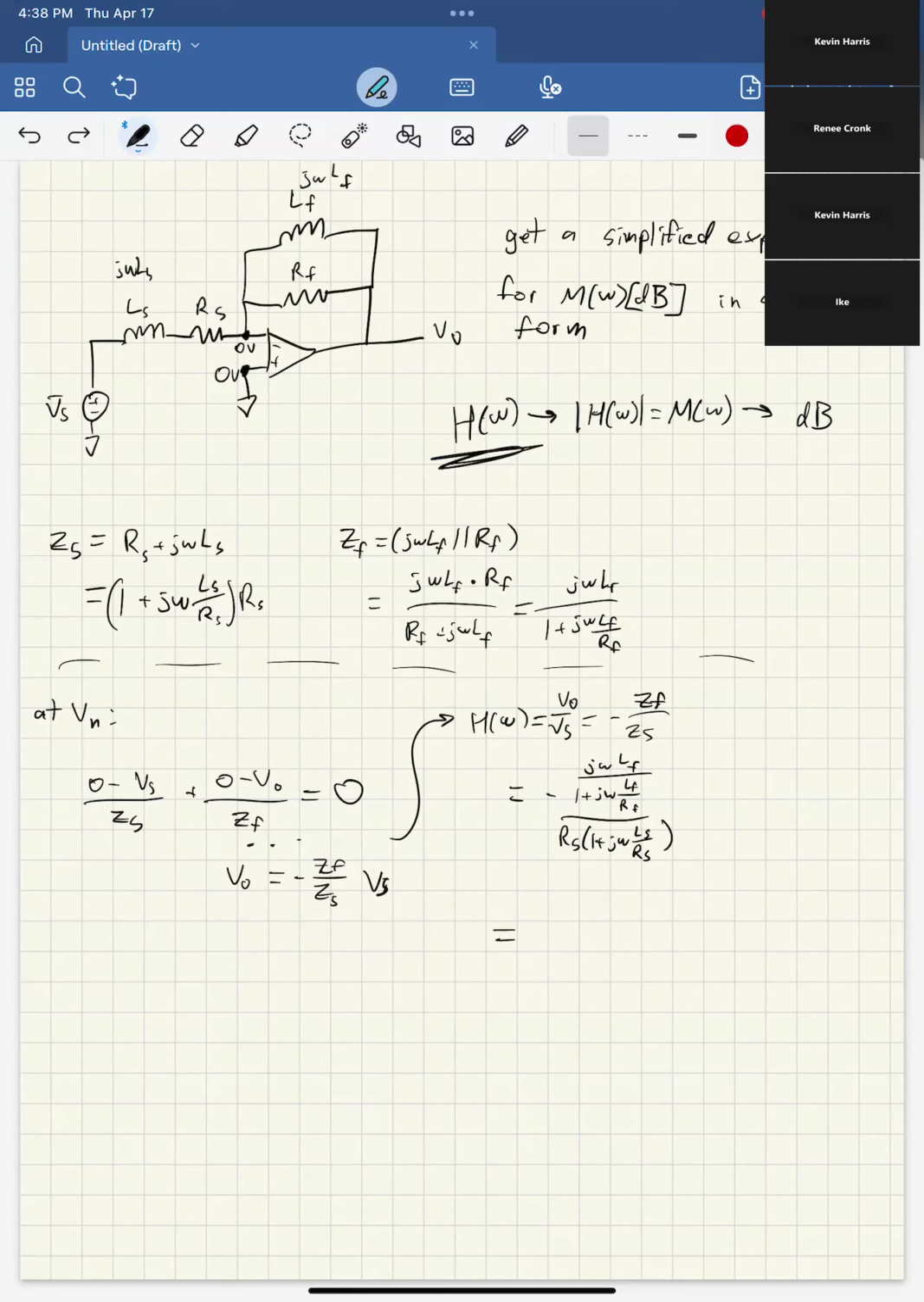I'll leave the minus sign in yet. But you're getting the magnitude, so eventually the minus sign will go away anyway. But what we get is j omega LF.